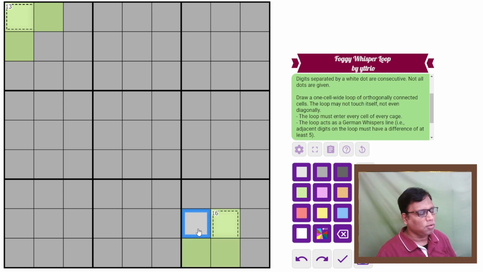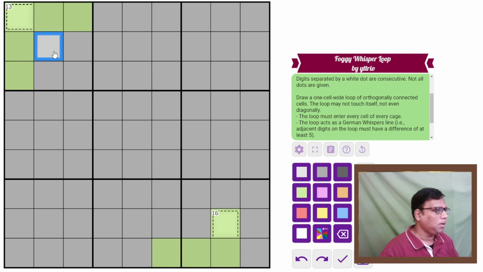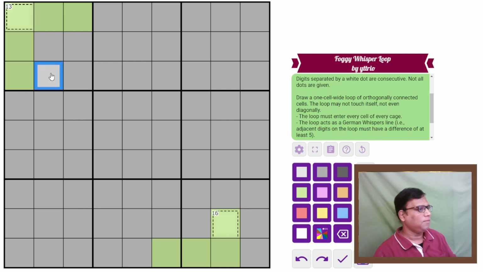Again, from here it cannot go up, so it must come here. From here it can go anywhere. Similarly, even these two must be in the loop. Applying the same logic, it cannot touch this, because if you go from here to here or here to here, it will be touching itself. So that's not allowed.